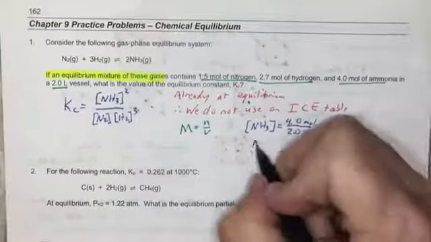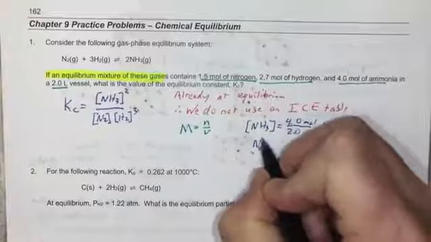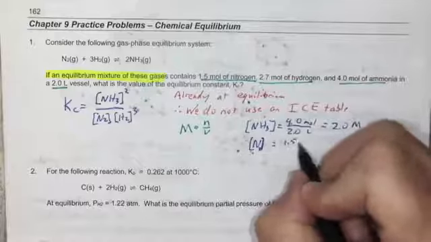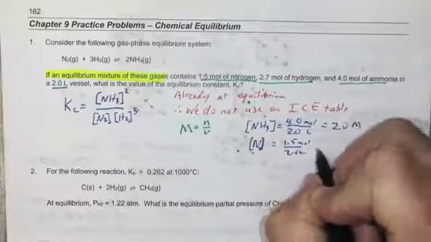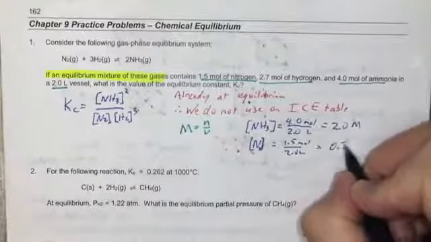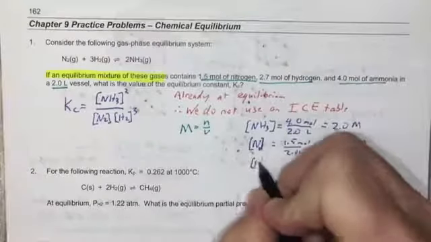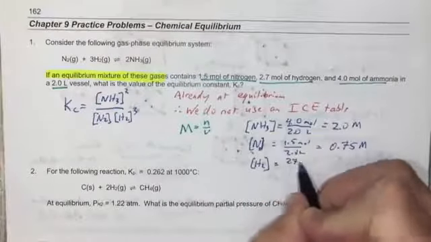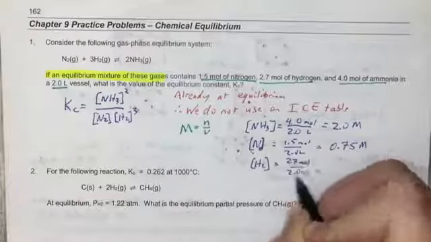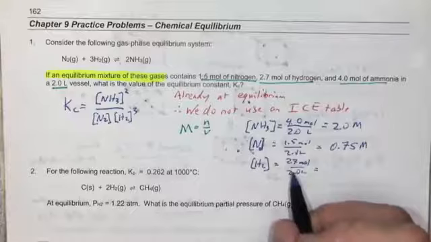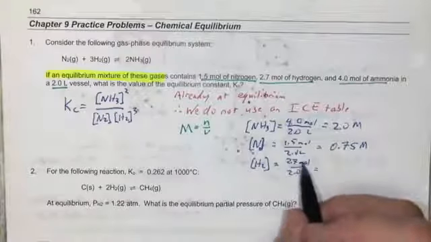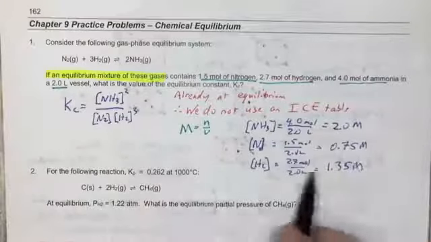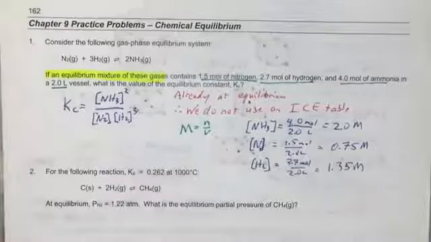And for nitrogen, N2, the concentration of nitrogen at equilibrium, we have 1.5 moles divided by 2 liters, and that calculates out to be 0.75 moles per liter. And the concentration of hydrogen at equilibrium is 2.7 moles divided by a 2-liter container. Always express this in concentration, not in moles. If you don't, you'll get it wrong. When we divide 2.7 by 2, we get 1.35 molar. With that in mind, we can plug those numbers into this equation to get the answer.